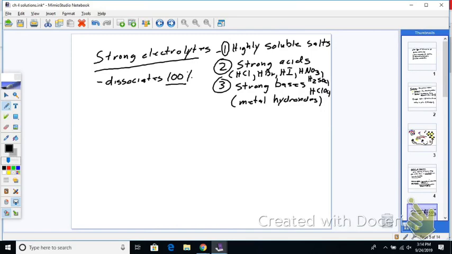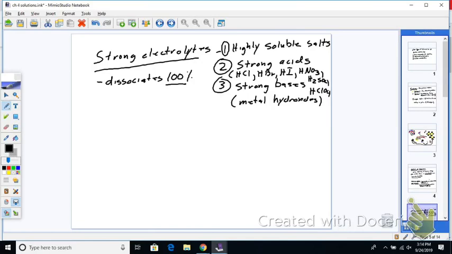Okay? Strong bases do the same thing. I'm not going to show you a strong base because I would put the strong base in there and the same thing would happen. Okay? Make sense? Those are the 3 things. What does it mean by dissociate 100%? You're saying, well, what does it mean when it says dissociating 100%? It means it breaks apart.